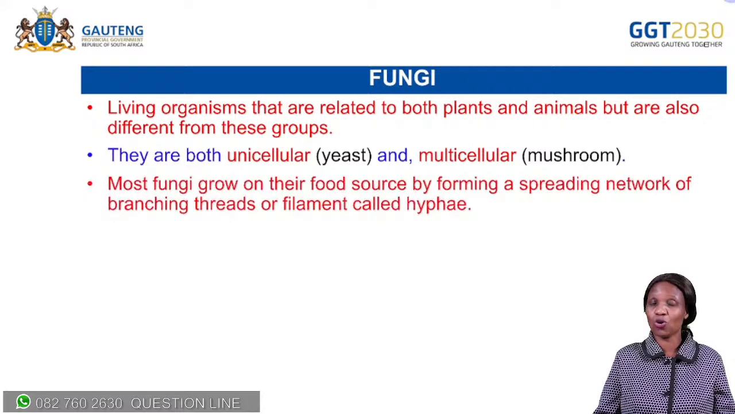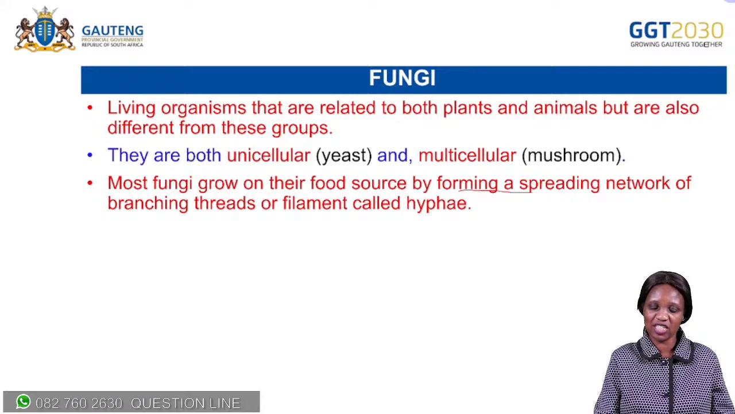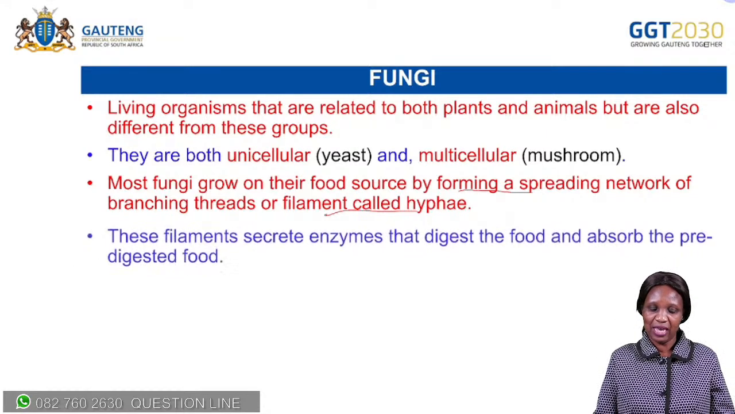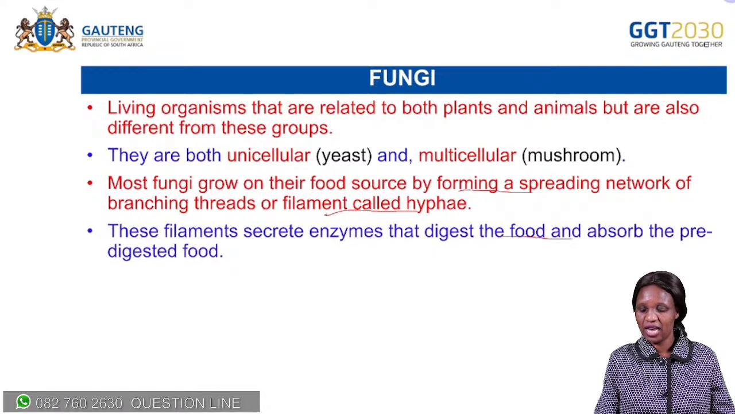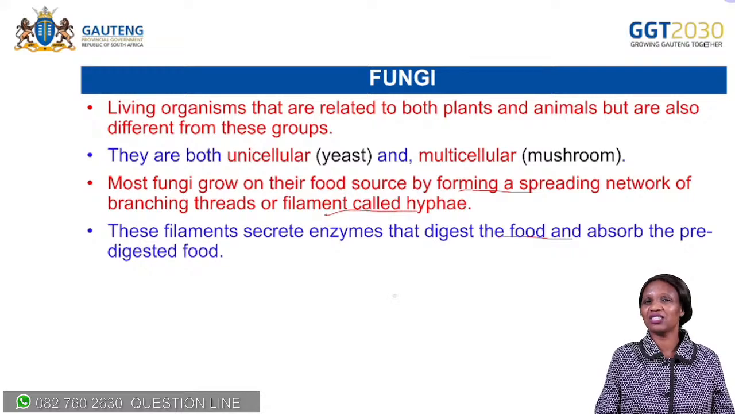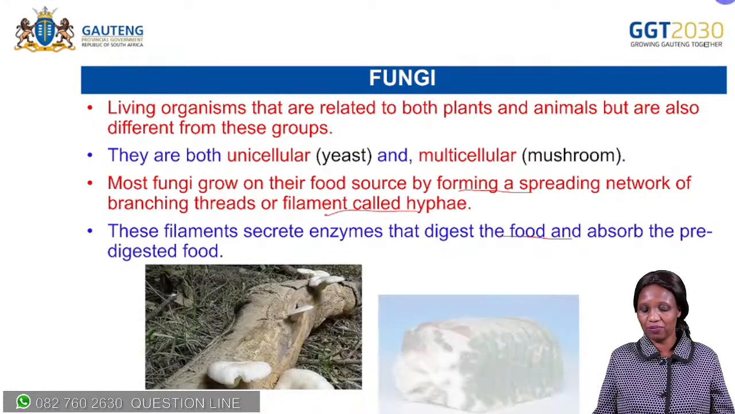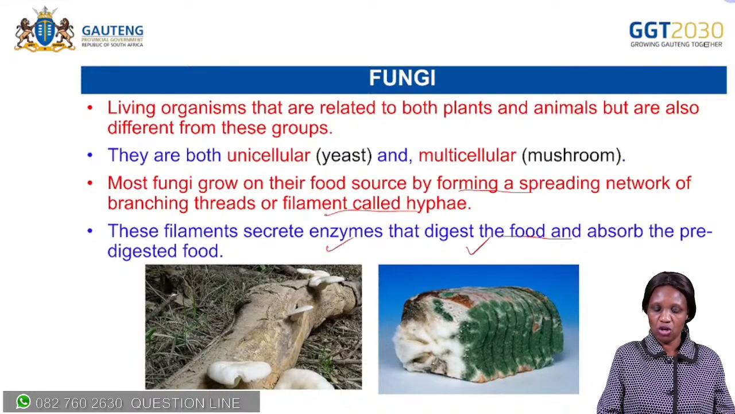And then fungi grow on food source, forming a what? A spreading network of branching threads or filaments called hyphae. That is fungi. All right. And then these filaments secrete enzymes that digest the food and absorb the digested food. All right. This is all about fungi. And then we've got pictures there of fungi. All right. You can see the mushrooms growing on a log there.